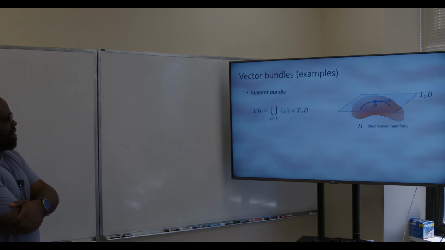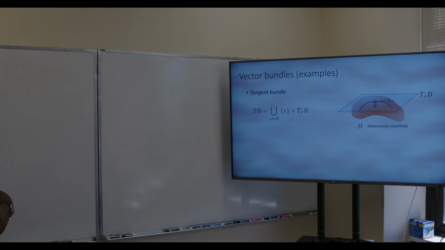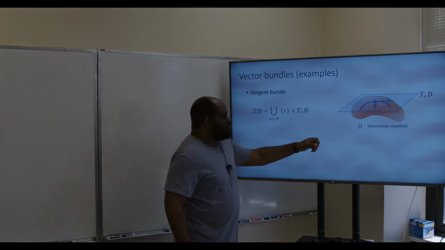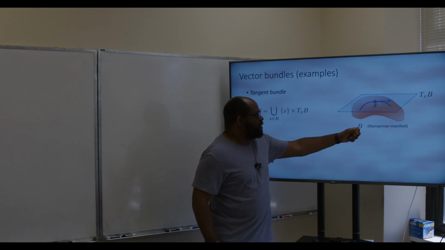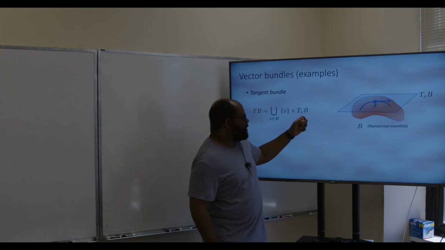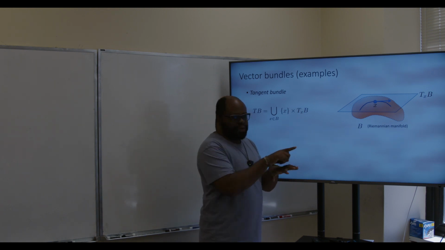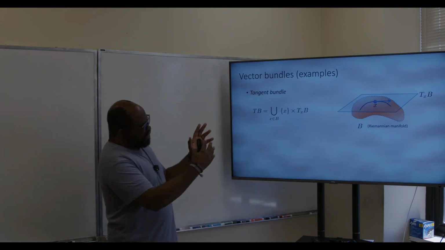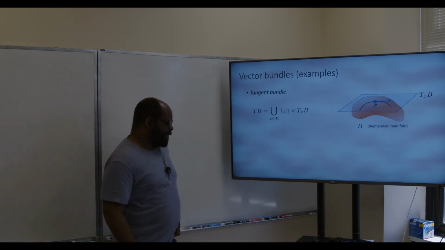Here are some examples that are very useful to keep in mind. The first example is the tangent bundle to a Riemannian manifold. So again, B, your base space, is a manifold, and then over every point x, you have the space of derivations, or sort of tangent vectors, the derivatives of all lines. And then you just put them together, and that's the tangent bundle.